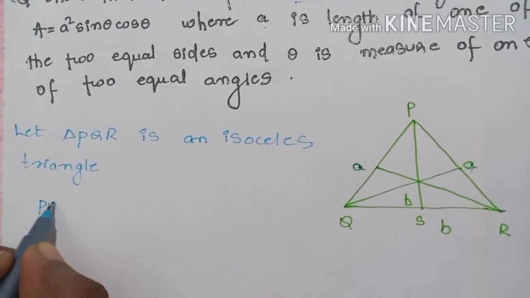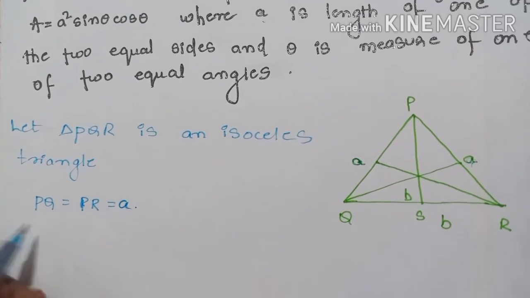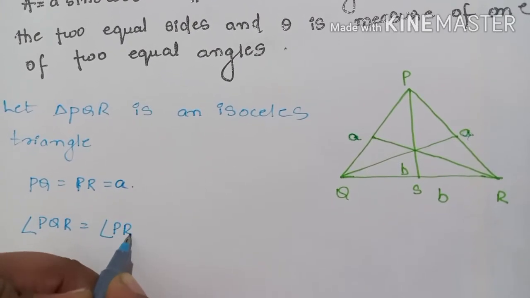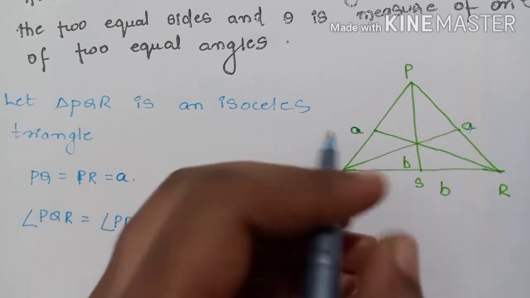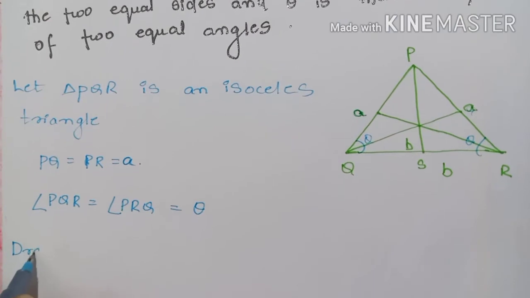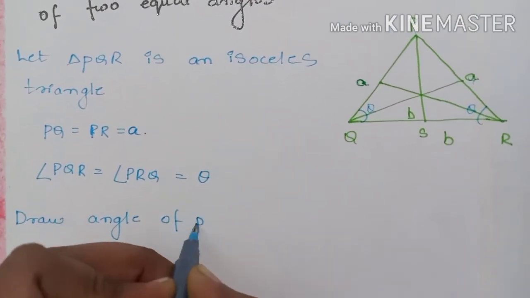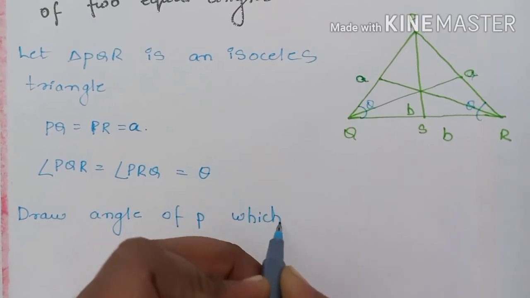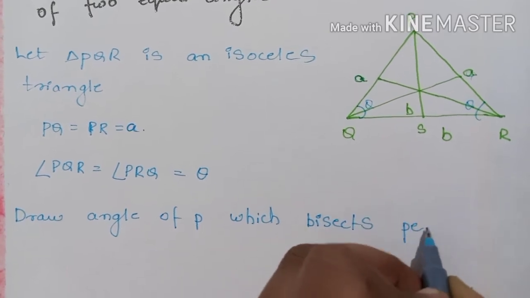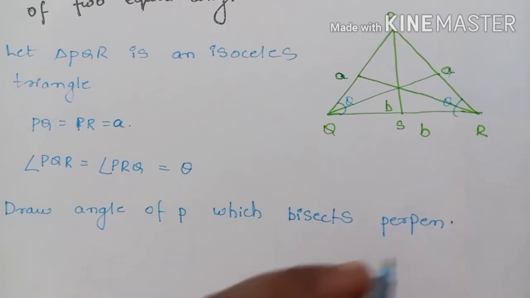So we have considered PQ equals PR equals a, and angle PQR equals angle PRQ equals theta. That means this is theta and this is also theta. So now draw from P a perpendicular bisector which bisects perpendicularly. Otherwise you can write: draw a perpendicular bisector from P.